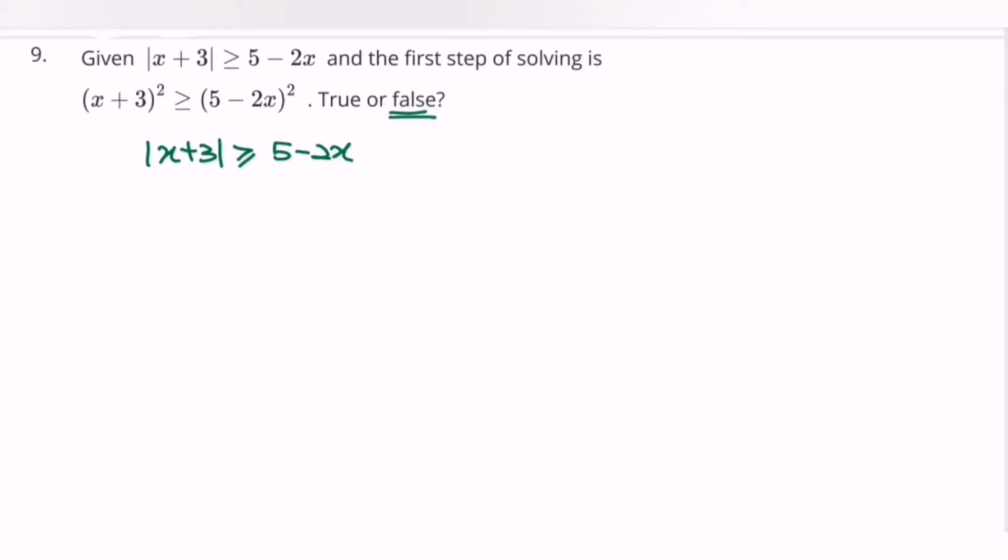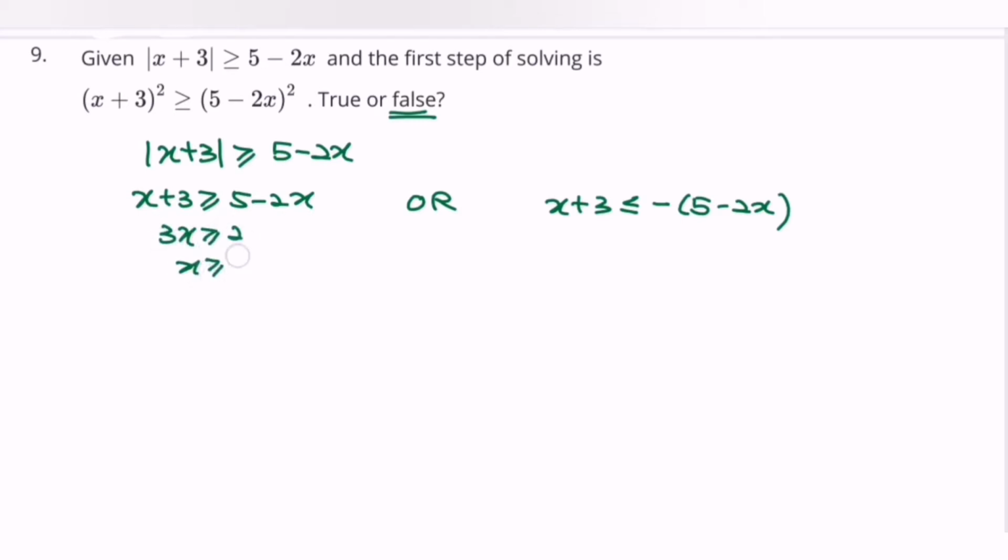Next, focus on the solution. So x plus 3 greater than or equal to 5 minus 2x, or we have x plus 3 less than or equal to negative bracket 5 minus 2x. This is the proper way to find the solution for these questions. So rearrange: we have 3x greater than or equal to 2, so x greater than or equal to 2 over 3. Focus on the left hand side: x plus 3 less than or equal to 2x minus 5. Rearrange, so we will have 8 and we have x, so x is greater than or equal to 8.